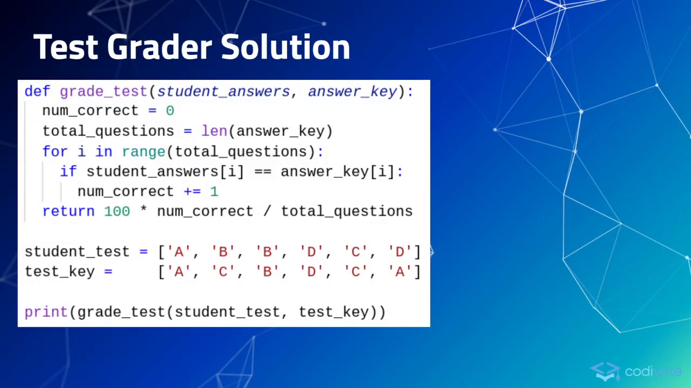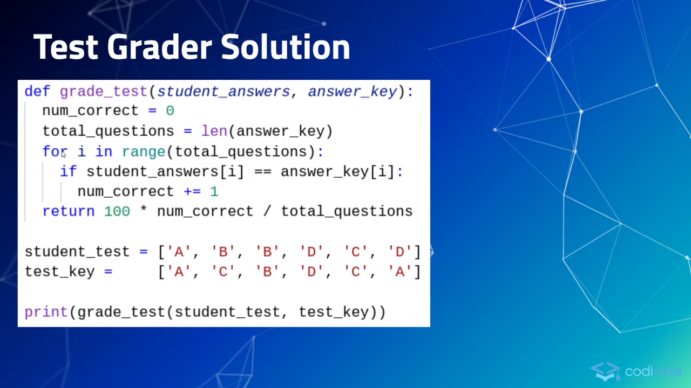So here is the solution for the test grader problem. In our function definition line, we called it grade test, and we're taking in two parameters, student answers and an answer key. Both of these are lists. We start out by creating our variable numCorrect and initializing it to 0. We will update this in our loop every time the student's answer is correct. We can create a variable called total questions and assign to it the length of the answer key. This will be useful in our loop and in our calculations later on.